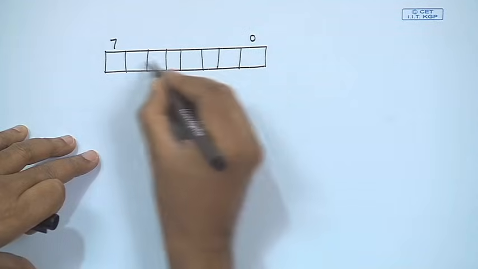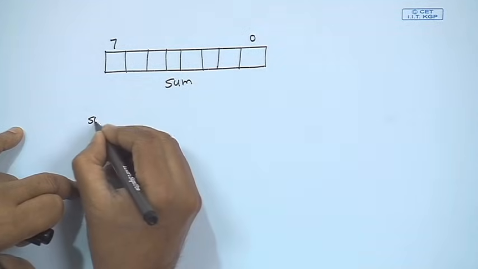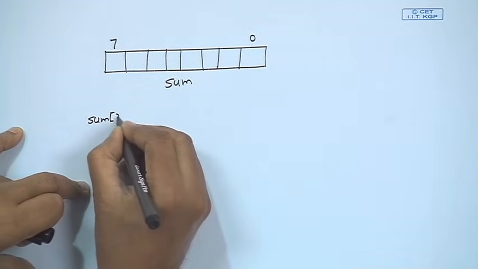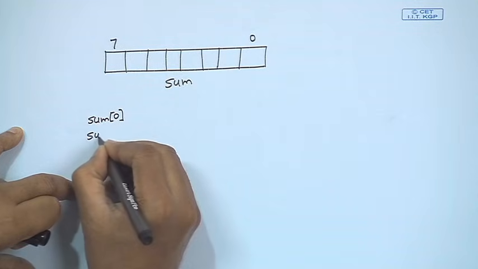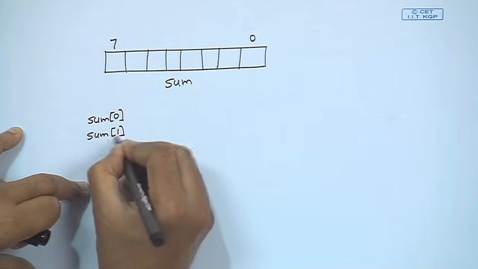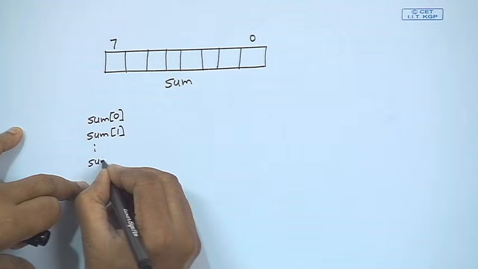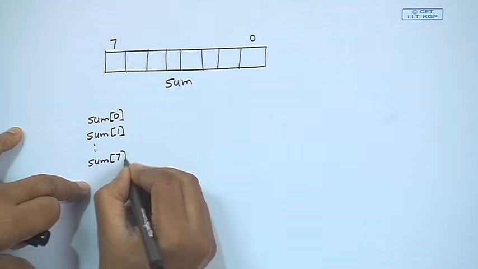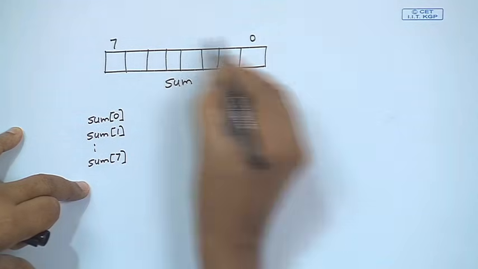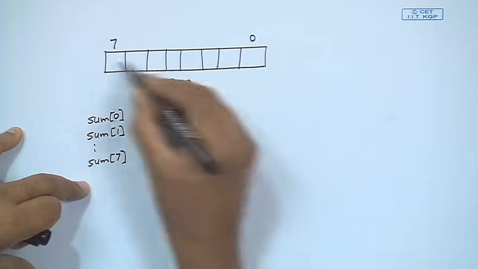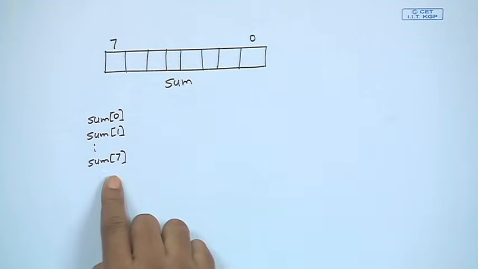The individual bits I can access by writing sum[0], sum[1] up to sum[7]. This is just like an array of bits.